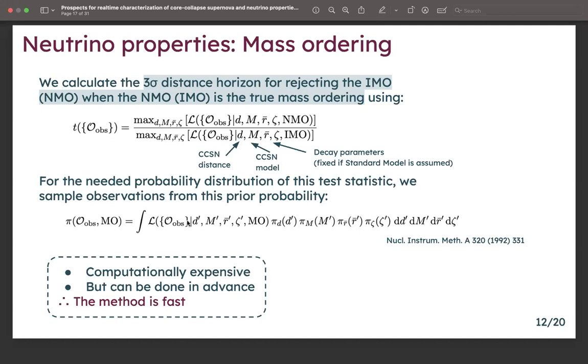So this is indeed, as you might imagine, computationally expensive. But the nice thing is that we can do it in advance. I mean, we already did this. And so once this is already calculated and done, the calculation of the p-value and the corresponding sigmas is a fast method, which of course, well, I imagine is what is nice for an alert system.